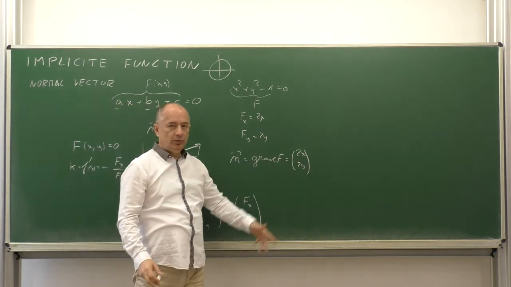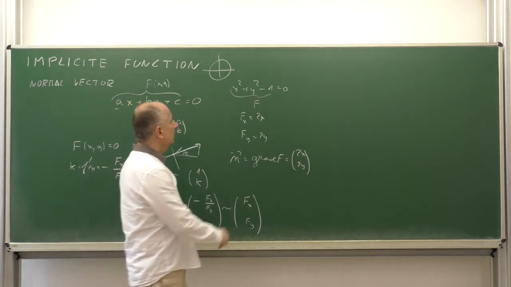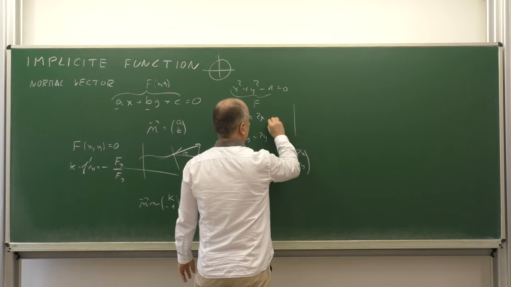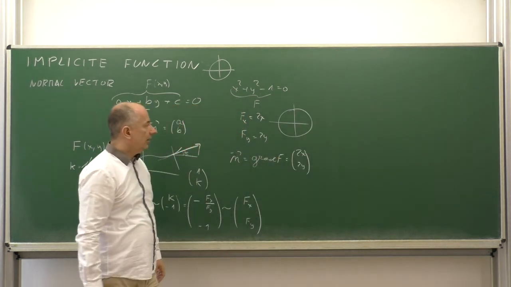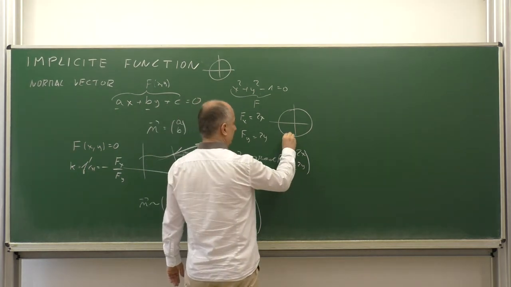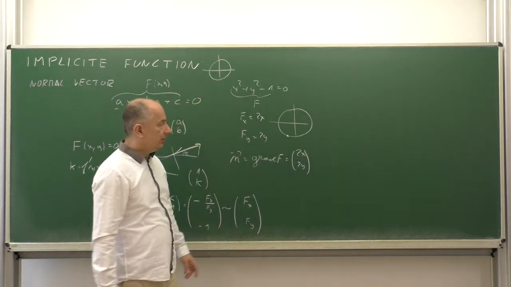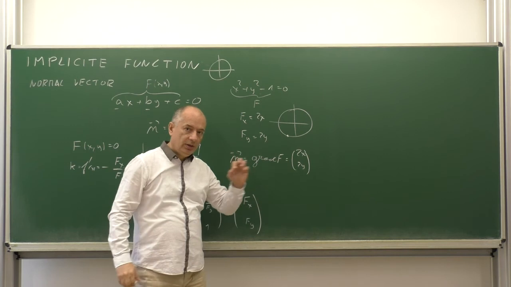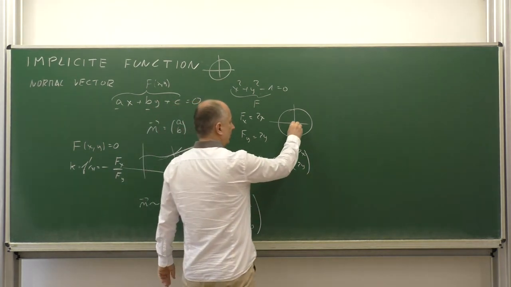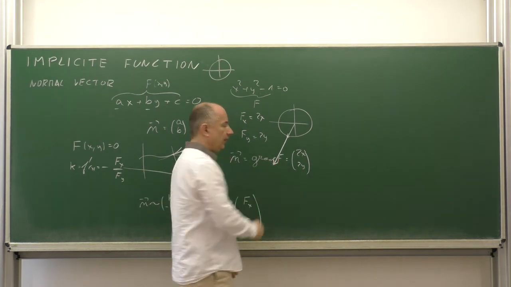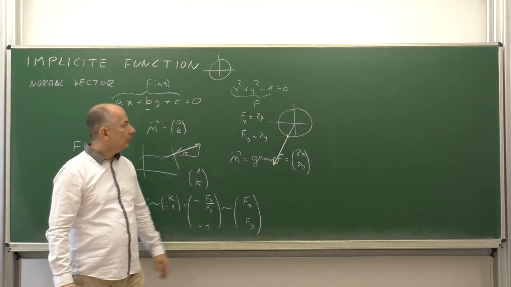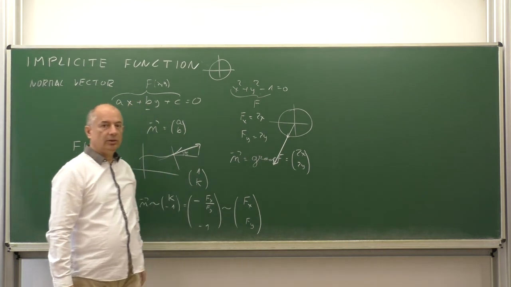Alternatively, we can divide by 2. This is not a problem. And you see that this is an equation of a circle. And at any point of this circle, the normal vector is 2 times the vector of the position. So if this is the position, then the normal vector looks like that. It goes in the same direction, and it is 2 times longer.